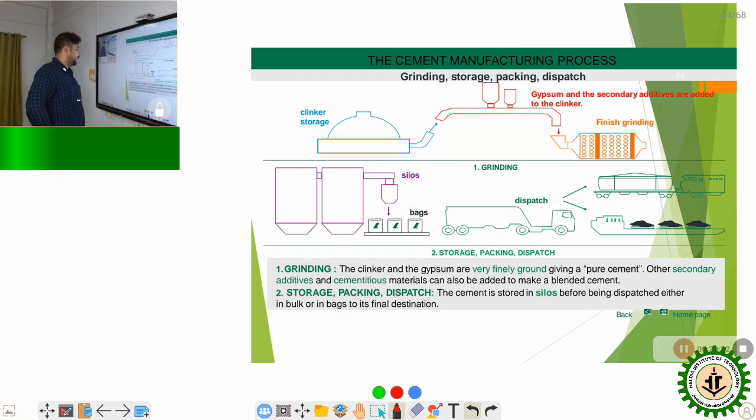And for grinding and storage, packing and dispatch, I already told you that we grind the clinker. The clinker and gypsum are finely ground into pure cement, and other cement additives like fly ash and bottom ash are used for making blends. Okay, and after that comes storage, packing and dispatching. I think you understand this.